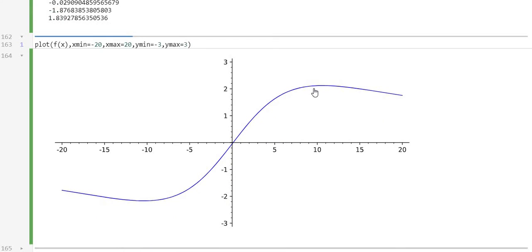Okay, I see my local maximum there, 10.6, where that's supposed to be. That looks about right. I see my local minimum, negative 10.38. Okay, that looks about right. I see an inflection point here close to 0, 0.04. That looks about right. This is concave up here, and this is concave down there.